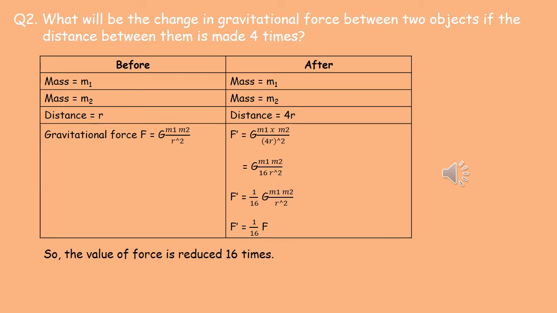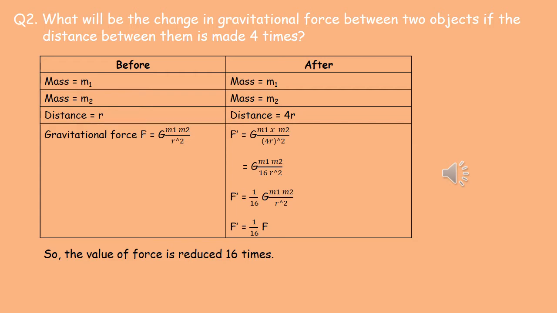Gravitational force before the change F is equal to capital G m1 m2 by r square. So the new value of force F dashed is equal to capital G m1 m2 by 4r whole square. So we can find out 4 square is 16. So F dashed is equal to capital G m1 m2 by 16 r square. This can be written as F dashed is equal to 1 by 16 into G m1 m2 by r square.